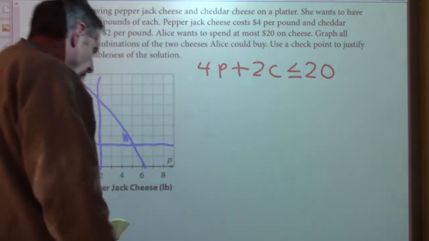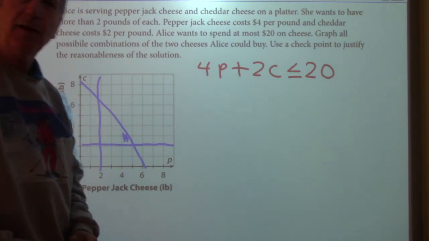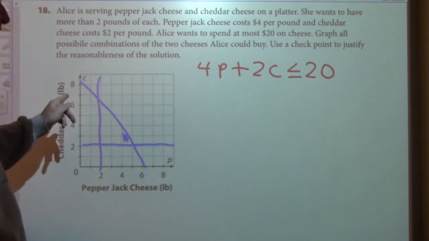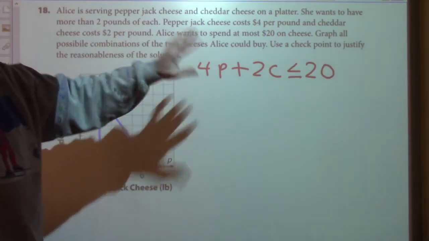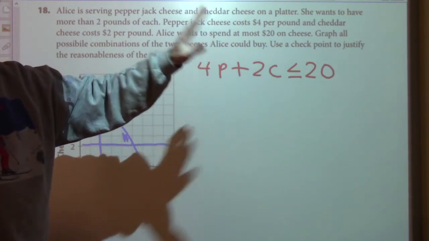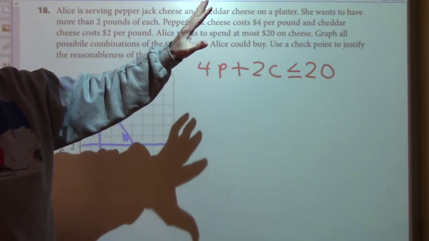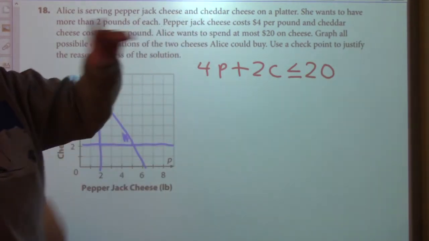Okay, I want to show you another method, technique. Instead of solving for C, I want to show you the intercept method. You ever heard of the intercept method? Yes, you have? I think so.